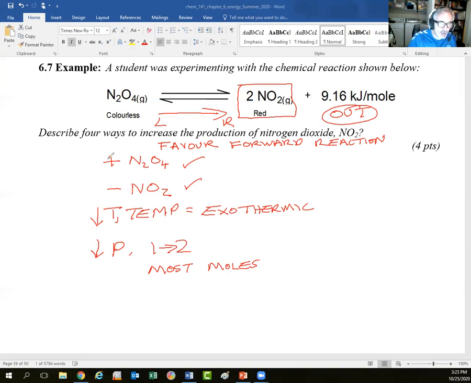4 things we could do. Add more N2O4, remove the NO2, decrease temperature, or decrease pressure. The one thing that wouldn't work and is often used for this answer is to add a catalyst.